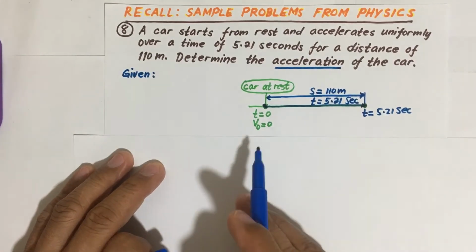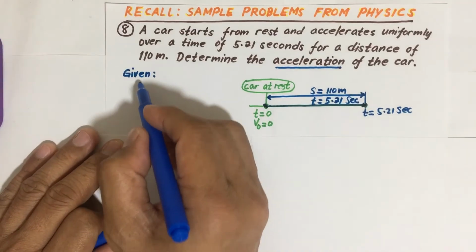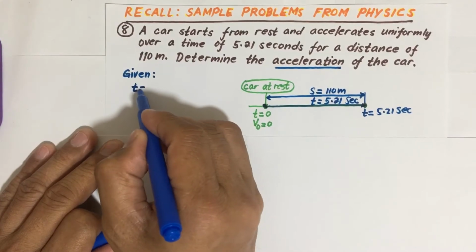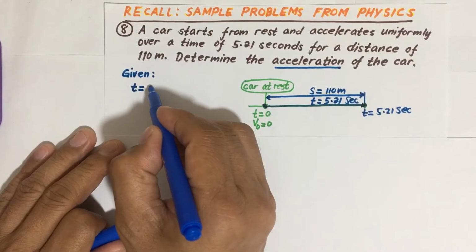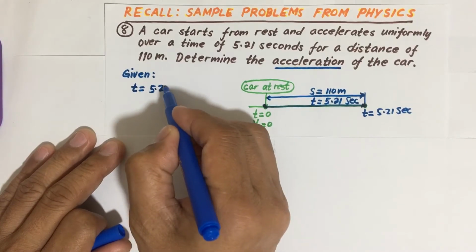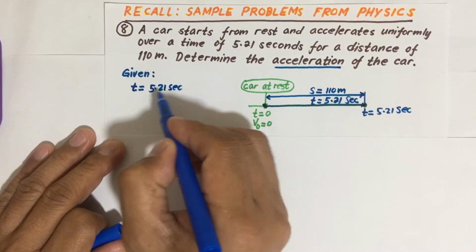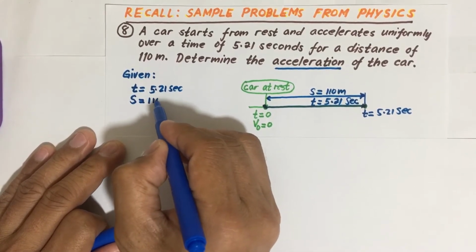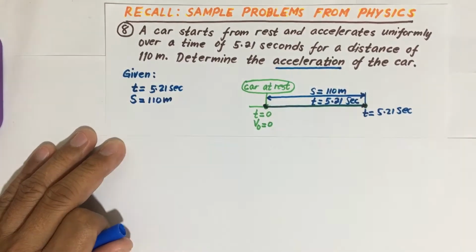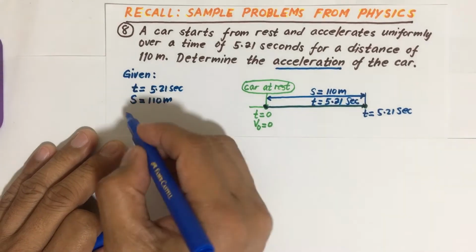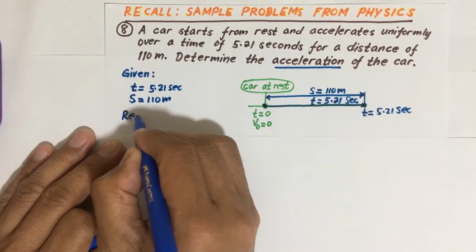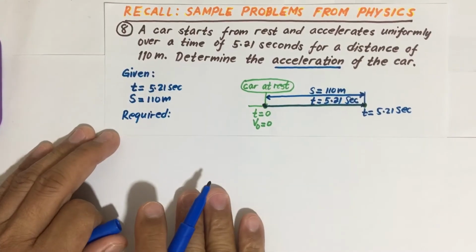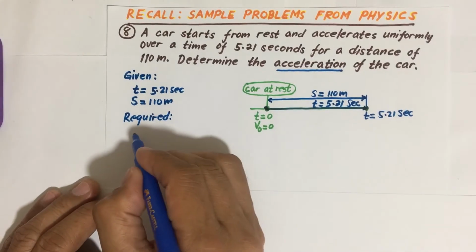Acceleration of the car. So writing down the given, we're given the time, which is 5.21 seconds, traveling a total distance which is s equal to 110 meters. And we are asked to find the acceleration. So we are asked to solve for the acceleration of the car.